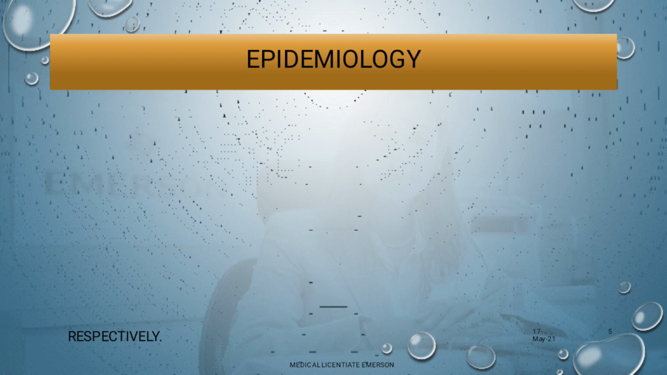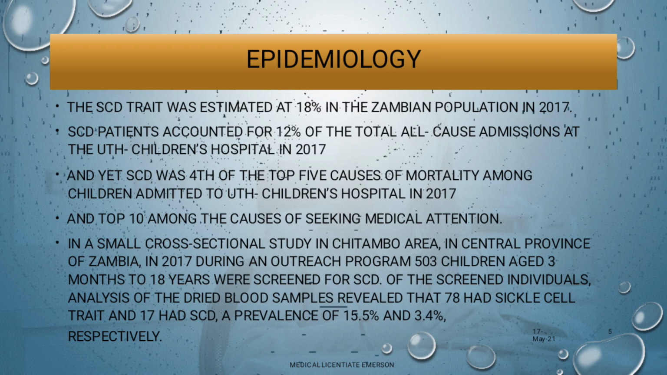Then in terms of epidemiology, the sickle cell trait has been estimated at 18% in the Zambian population in 2017. Sickle cell disease patients accounted for 12% of the total all-cause admissions at the UTH General Hospital in 2017, and sickle cell disease was the fourth of the top 5 causes of mortality among the children admitted to UTH Children's Hospital in 2017, and among the top 10 causes of seeking medical attention.